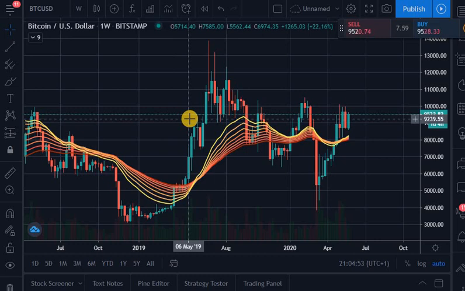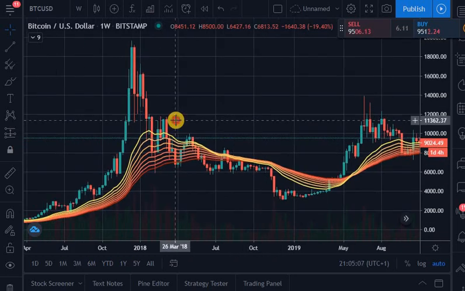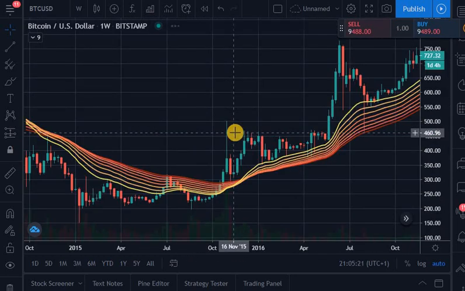I am going to show you how you can use this indicator to make a lot of money when investing in Bitcoin. Now let me go back in price so you can see exactly how this indicator is being used. This is around 16th of November 2015.